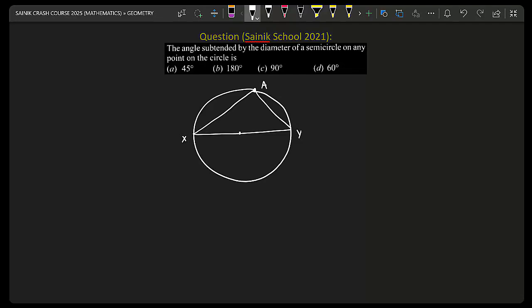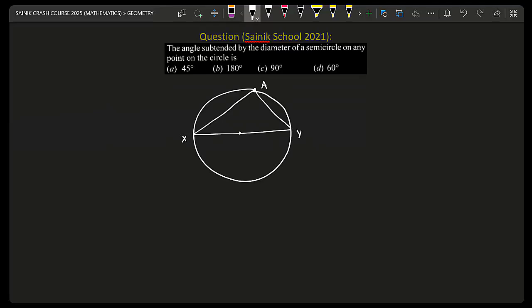Rishika, can you answer this? Rishika, why is angle XAY 90 degrees? Amshuman, can you answer? Why is XAY 90 degrees? Sir, because diameter causes 180 degrees, sir. Okay. Sir, this XAY angle is half of the central angle, sir.